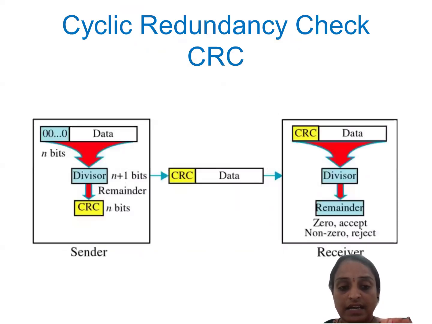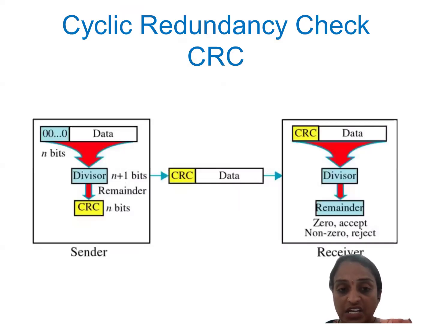Okay. For this data, first we have to check how many divisor bits there are. Here the divisor has n+1 bits. We put the data. After that, first we check the divisor bits. Totally how many divisor bits do we have? n+1 divisor bits. For any n+1 divisor bits, we must choose the CRC bits as n bits only.